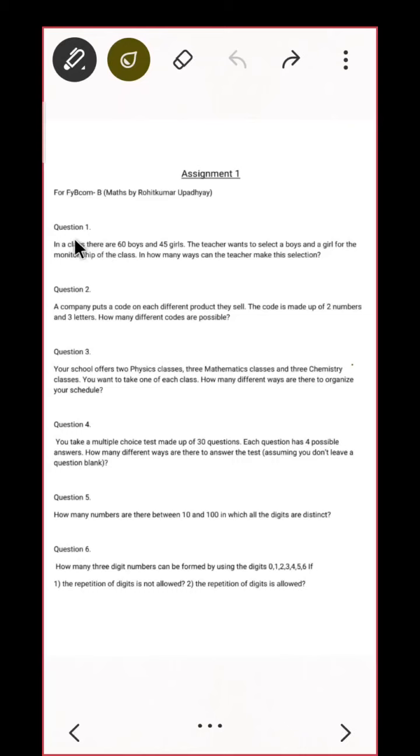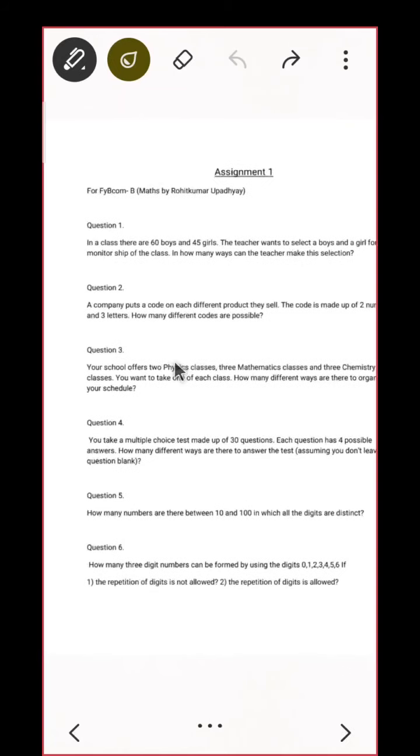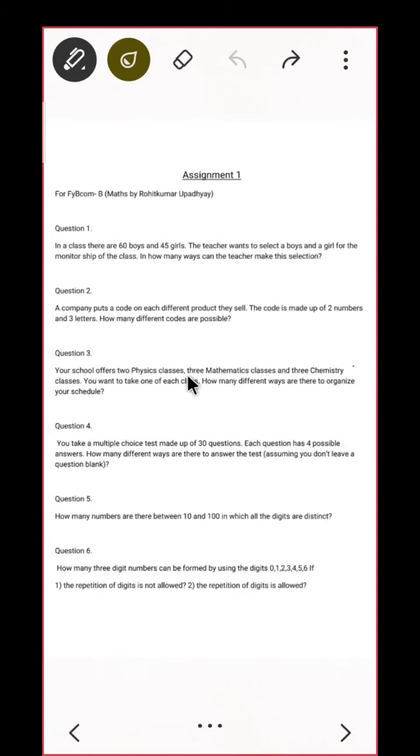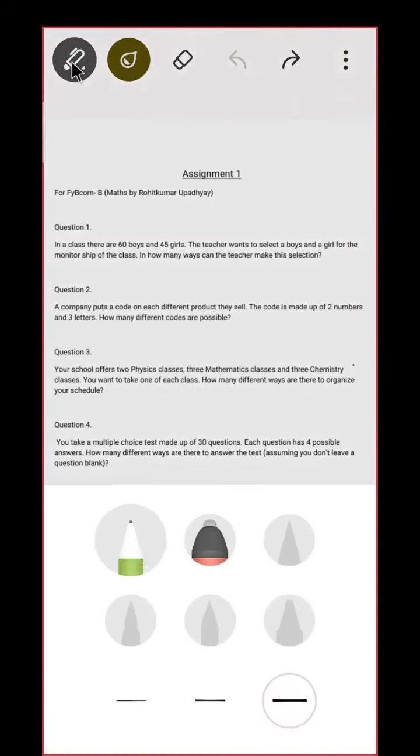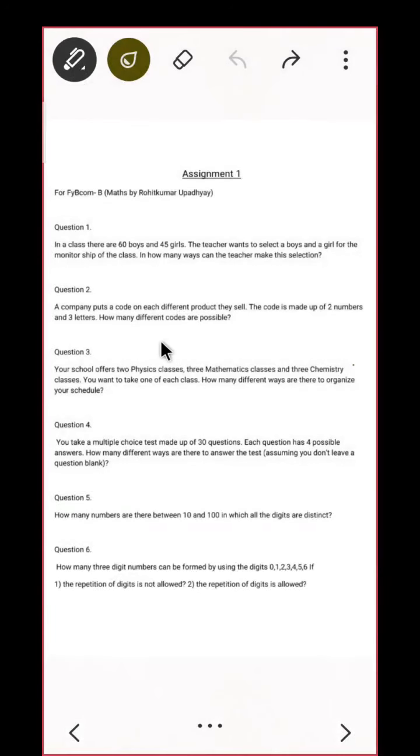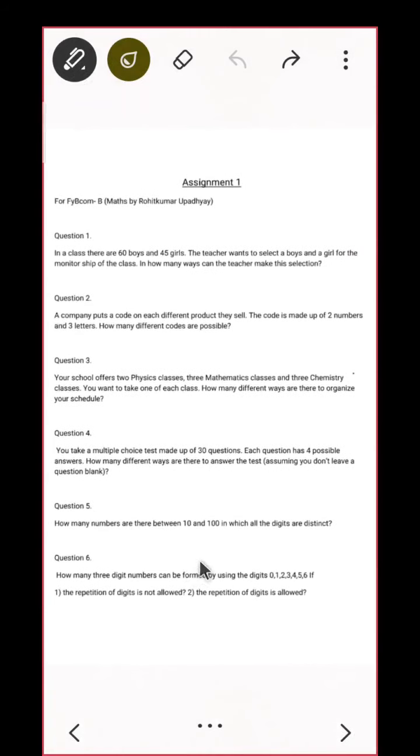The first question is, in a class there are 60 boys and 45 girls. The teacher wants to select a boy and a girl for the monitorship for the class. So there are two positions. The pen is not working. I want to write it here only. Oh, I have to write it on the next page. No issue. So there are 60 boys and 45 girls. So what do you think the answer will be? Can somebody want to try?